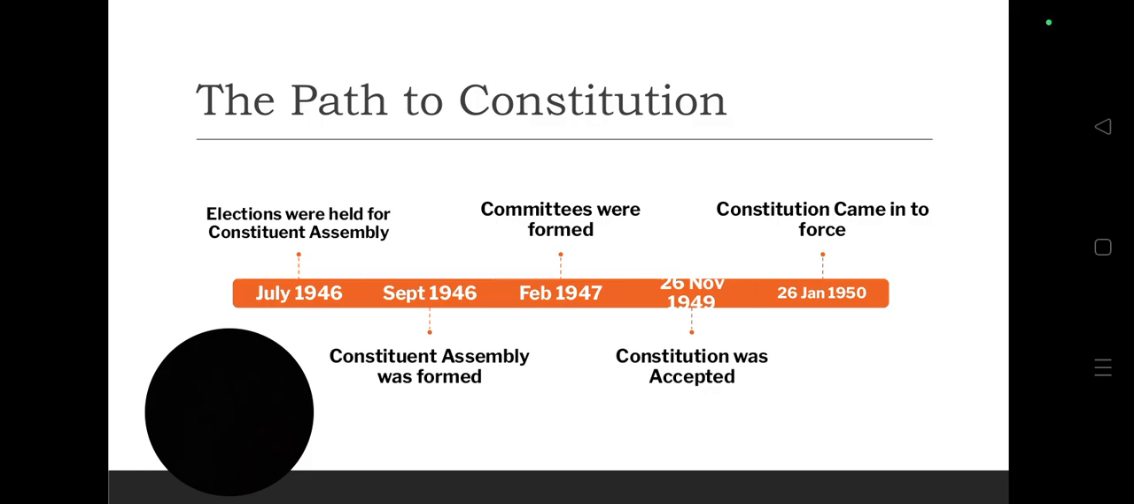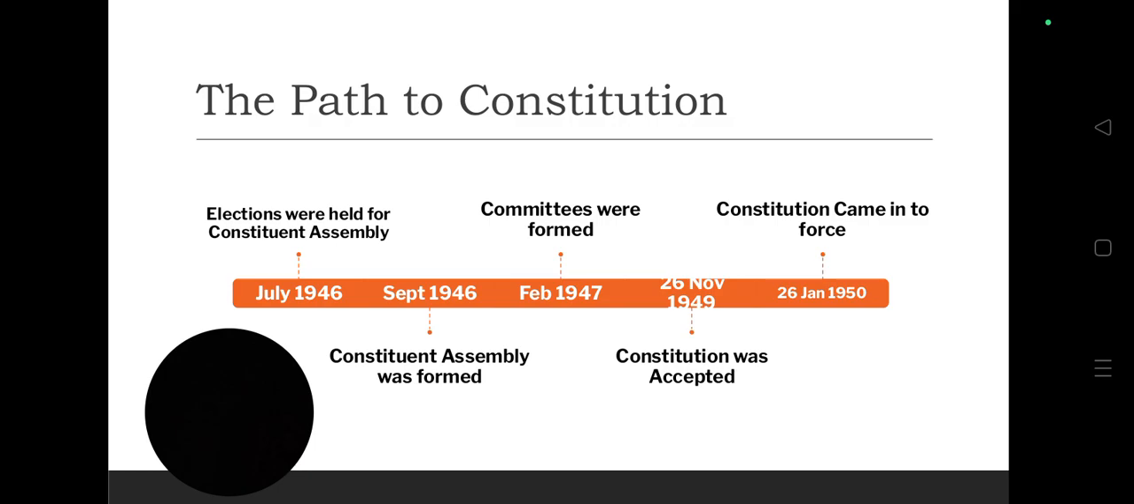First of all, a Constitution has to be framed by a set of members, and a constituent assembly was formed for the same purpose. In the month of July 1946, elections were held for the Constituent Assembly. After all deliberate procedures of elections, in the month of September 1946, the Constituent Assembly was formed.